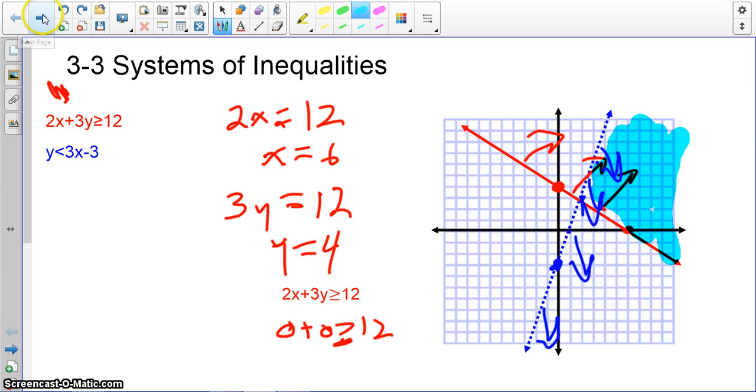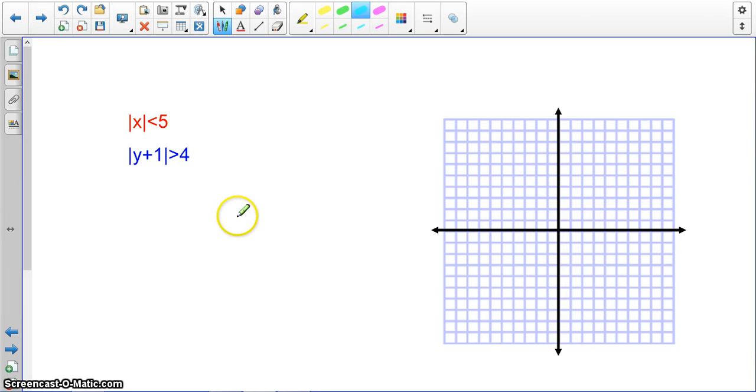Write some stuff down. All right, so the next one. This one is weird. This is going to be pretty new, but it's all right. It'll be all right.